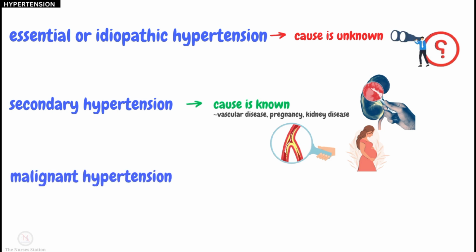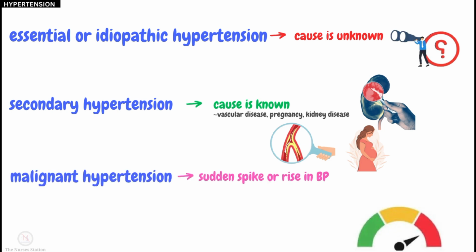Malignant hypertension occurs when there is a sudden spike or rise in blood pressure that puts the patient at risk for organ damage. It often happens in people with a history of high blood pressure, but can also occur in people with normal blood pressure. This is a medical emergency and requires immediate care.